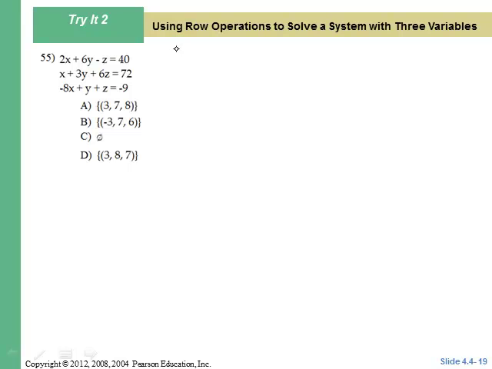Okay, let's put this row first: 1, 3, 6, 72. Let's put this row second: 2, 6, negative 1, 40, and then this row will be third: negative 8, 1, 1, negative 9.